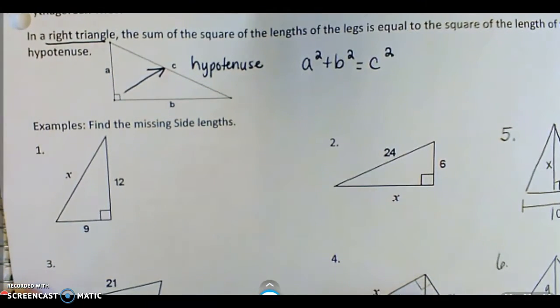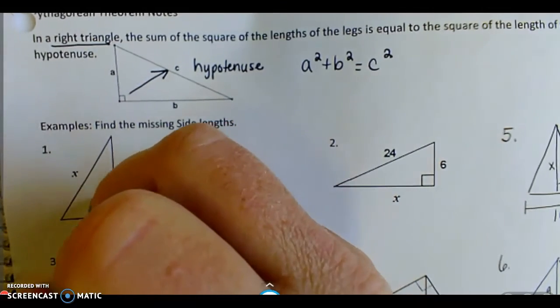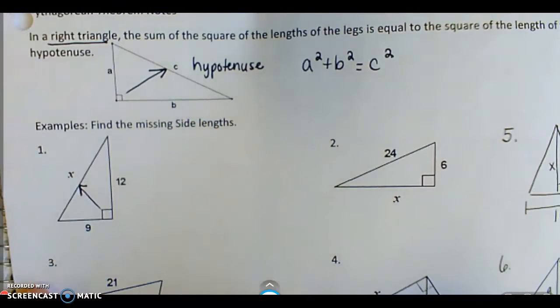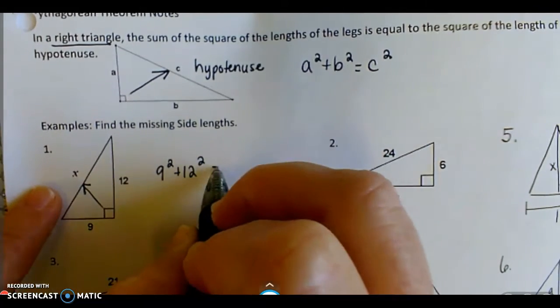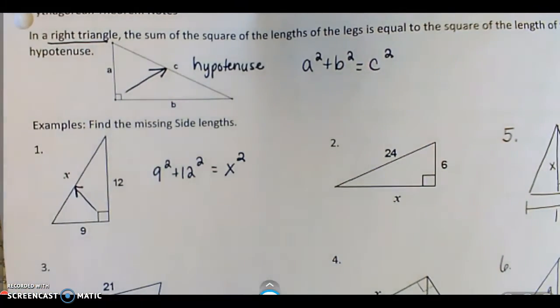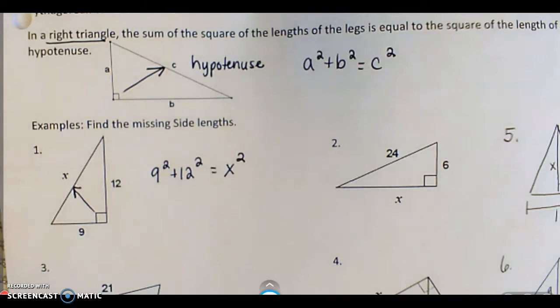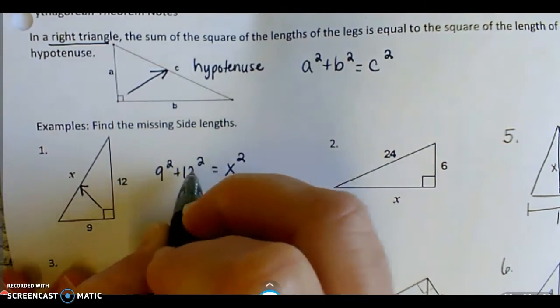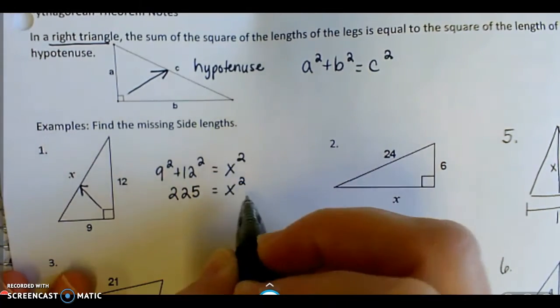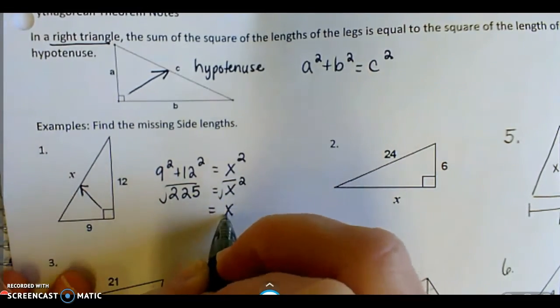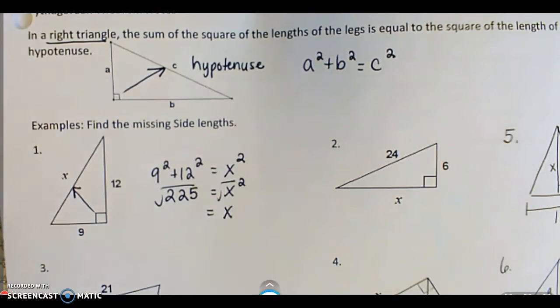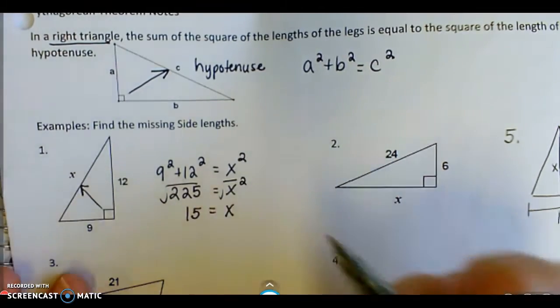So, looking at number 1, I know that the X is the hypotenuse because it's across from the 90. So I'm going to take 9 squared plus 12 squared and equal it to X squared. Alright, to solve for the answer, I'm going to add 9 squared plus 12 squared, because they're on the same side and they've got a plus. And then to find X, you take the square root on both sides, and you get 15.